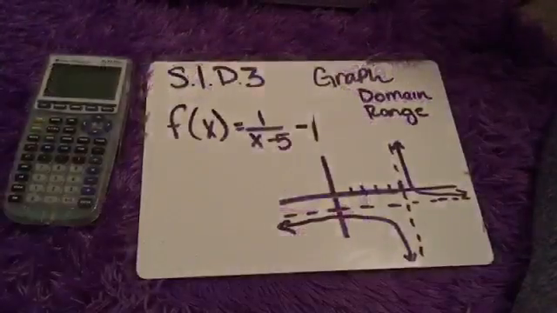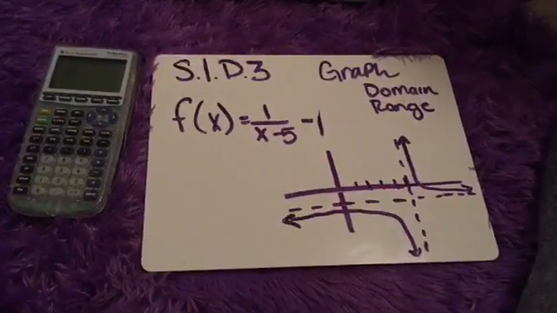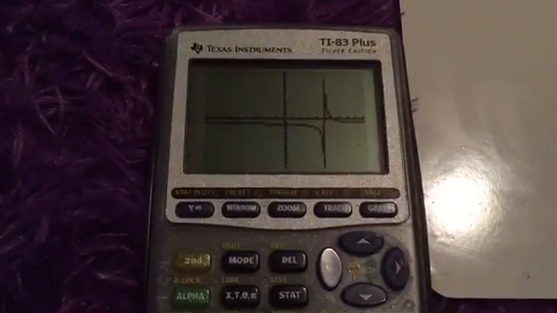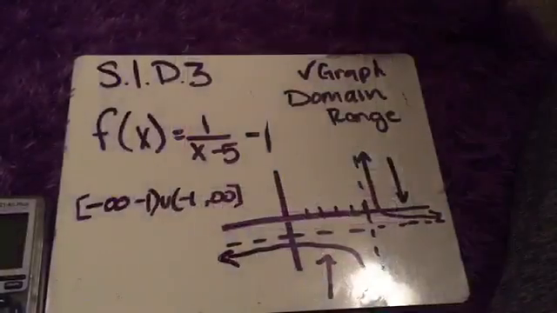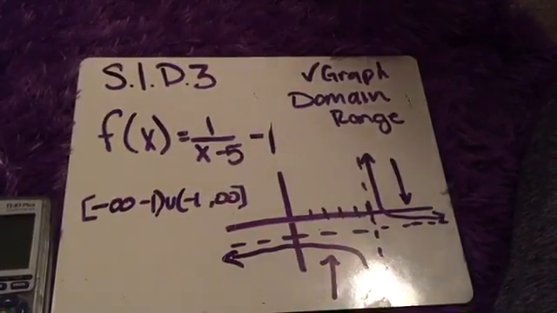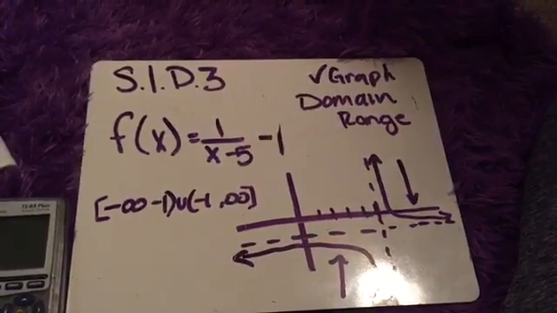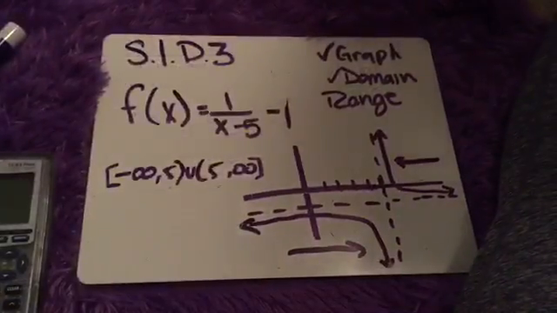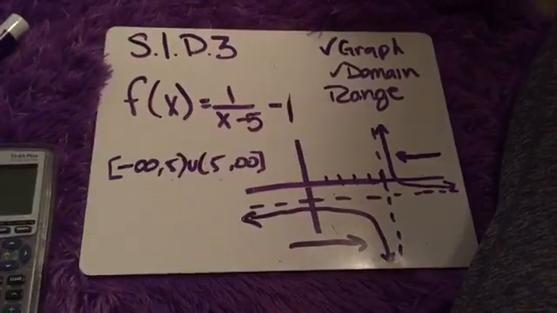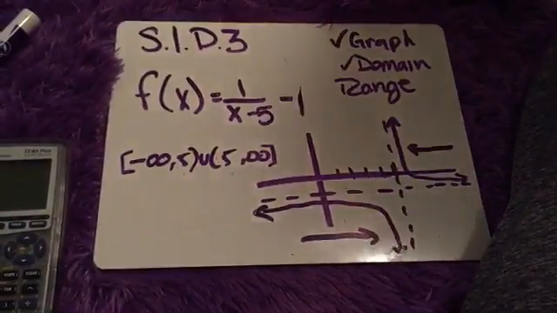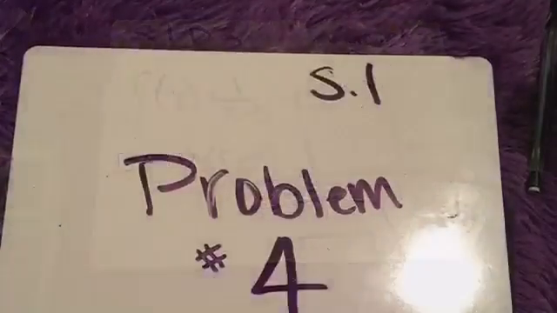While graphing problem 3, if you put it in your graphing calculator, make sure to put the x minus 5 in parentheses. This is what your graph should look like after graphing it in your graphing calculator. Because negative 1 in this case is your D value, you'll notice that your range goes from negative infinity to 1 and 1 to infinity. Negative 5 is your C value. Because it is negative, it moves to the right 5, making your domain negative infinity to 5, 5 to infinity.